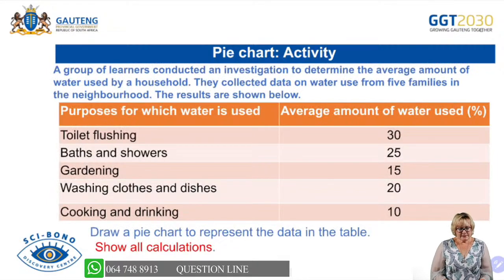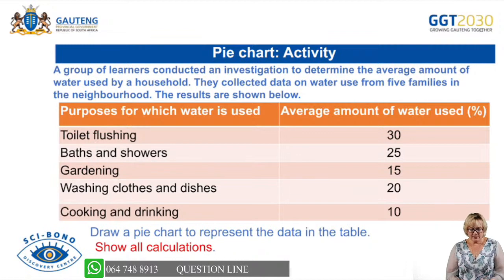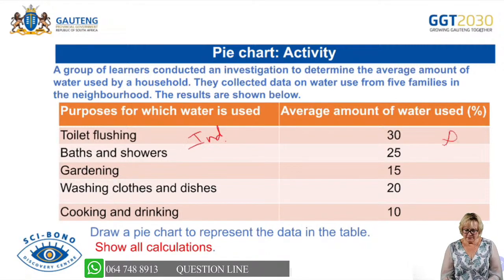A pie chart activity. A group of learners conducted an investigation to determine the average amount of water used by a household. They collected data on water use from 5 families in their neighborhood. The results are shown below. Right, there is our independent variable. All right, this is independent. This is the dependent variable because this is the one that was measured. We have toilet flushing, baths and showers, gardening, washing clothes and dishes, cooking and drinking. Draw a pie chart to represent the data in the table.